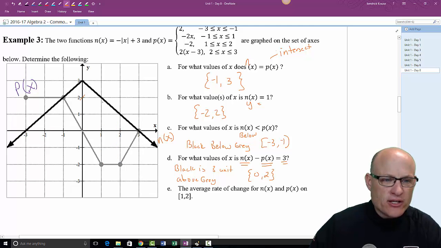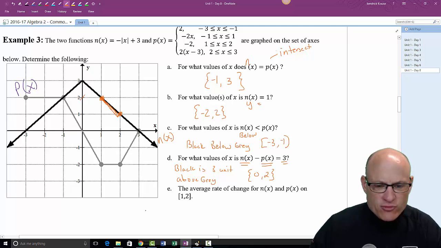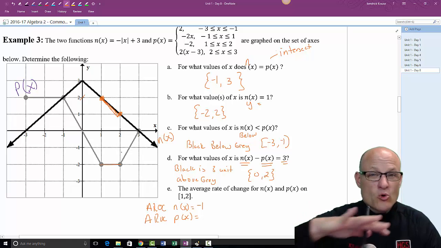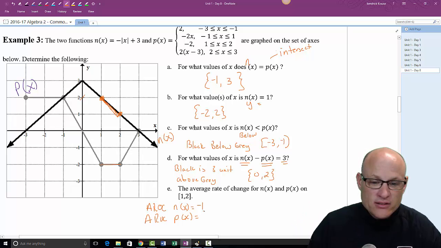So the average rate of change of n of x and p of x. Let's do n of x from 1 to 2 goes here. So what is the average rate of change? In other words, what is the slope of that line right there? Well, the AROC, average rate of change of n of x, is equal to negative 1. Now the AROC of p of x, from here to here, is a horizontal line. If you try to remember, a horizontal line has a slope of 0.